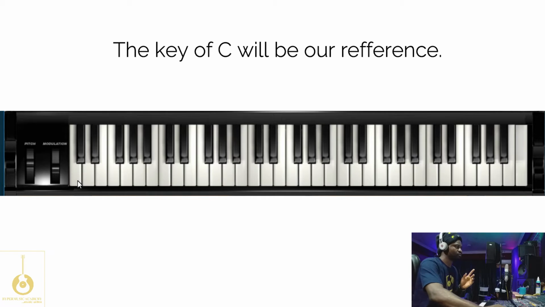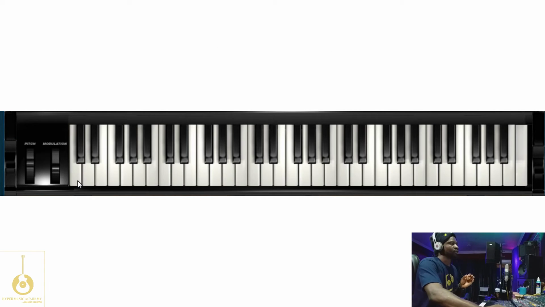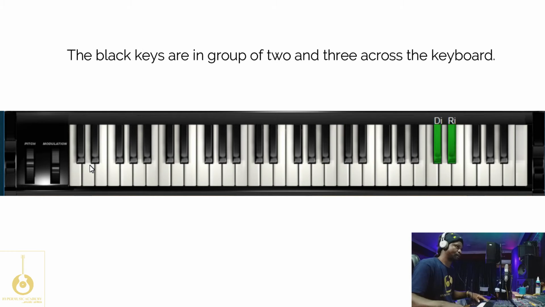Your keyboard may start with A, it may start with E or F. How do you know which is yours? The black keys are in 2 groups. We have the group of 2 black keys, the group of 3 black keys, 2 black keys, group of 2 black keys across the keyboard, and the group of 3 black keys across the keyboard.